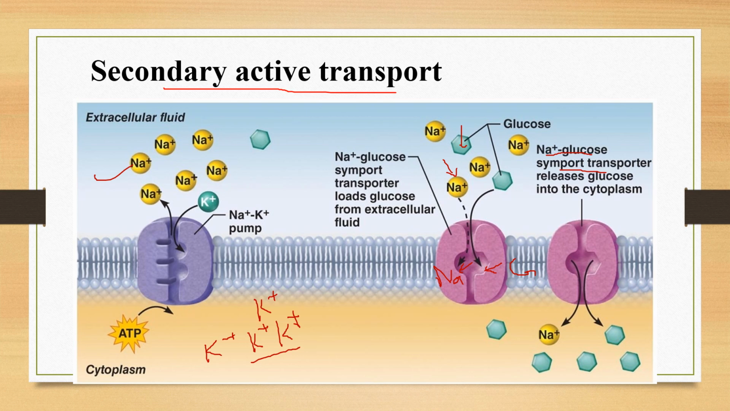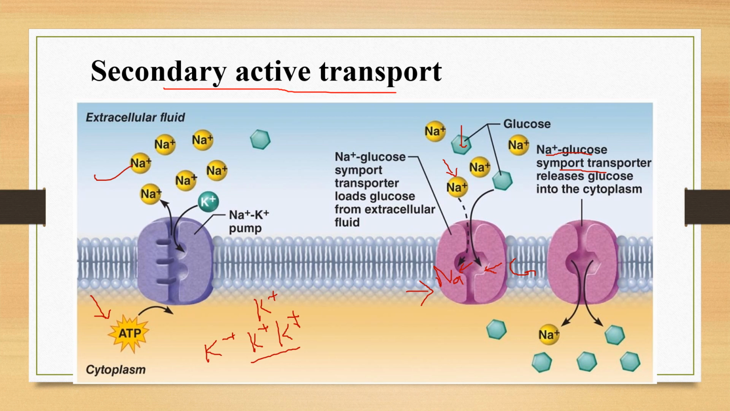The second difference is that in primary active transport, ATP is involved directly. You can see here the ATP molecule is involved, whereas in secondary active transport, the ATP molecule is not directly involved, because secondary active transport takes place only after the primary active transport. So the involvement of ATP is indirect.